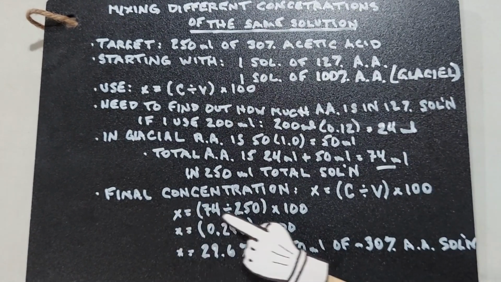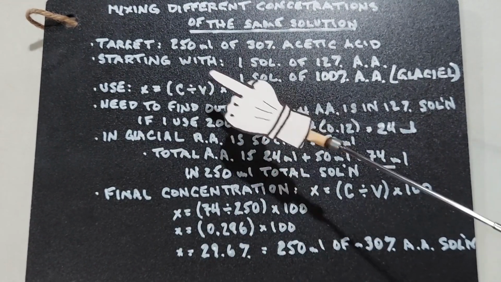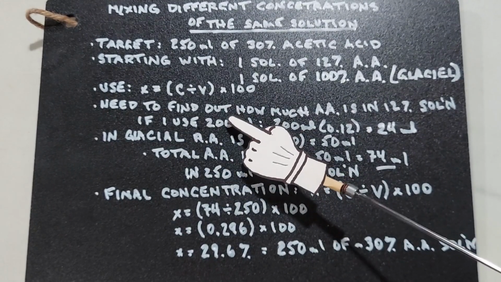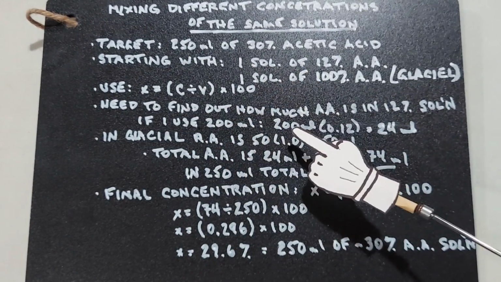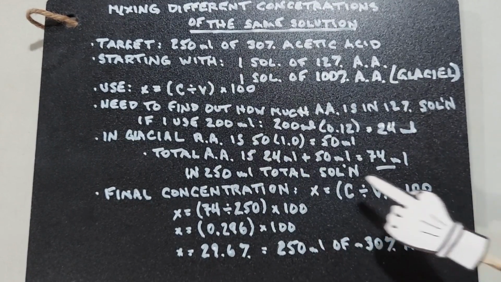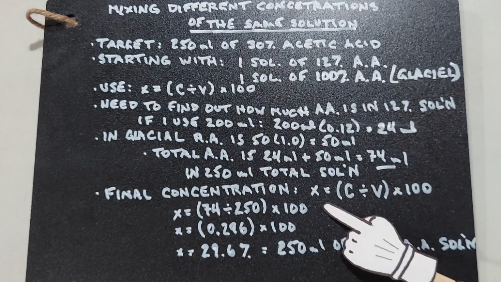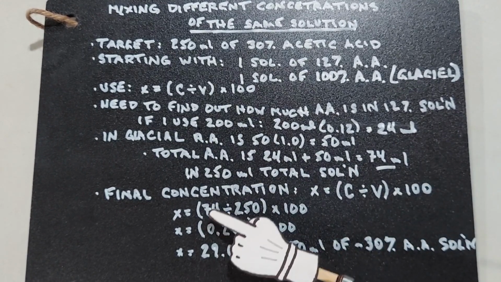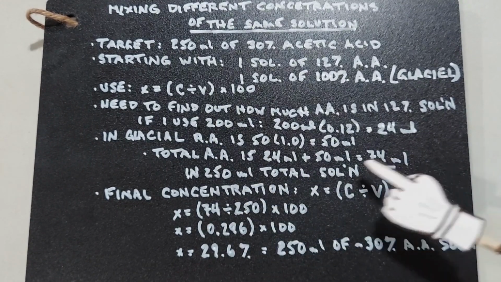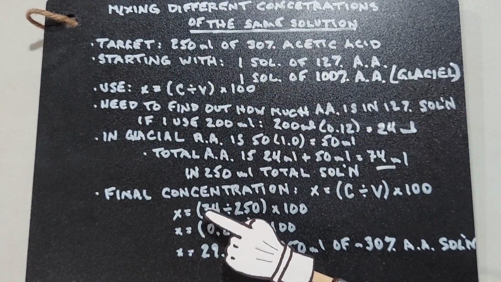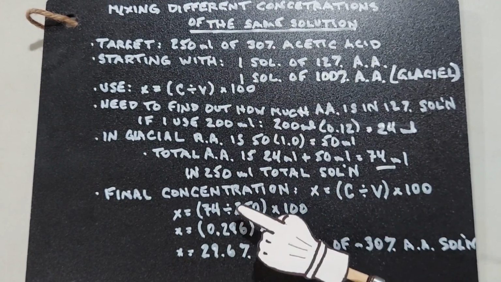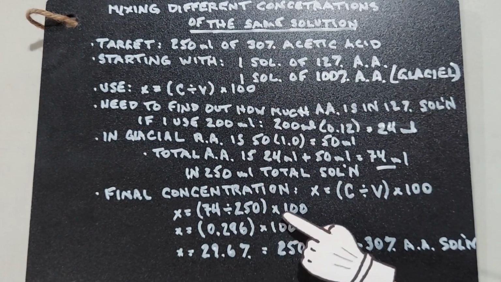So to find out our final concentration here, we're going to go back to this equation right here and see if using 200 milliliters of the 12% and 50 milliliters of the 100% is going to work out okay for me. So again, that formula is X equals concentration divided by volume times 100. We know we have 74 milliliters, we've determined that right here, of concentrated acetic acid, and we know we have a total of 250 milliliters right there. So we take that, multiply them together times 100.